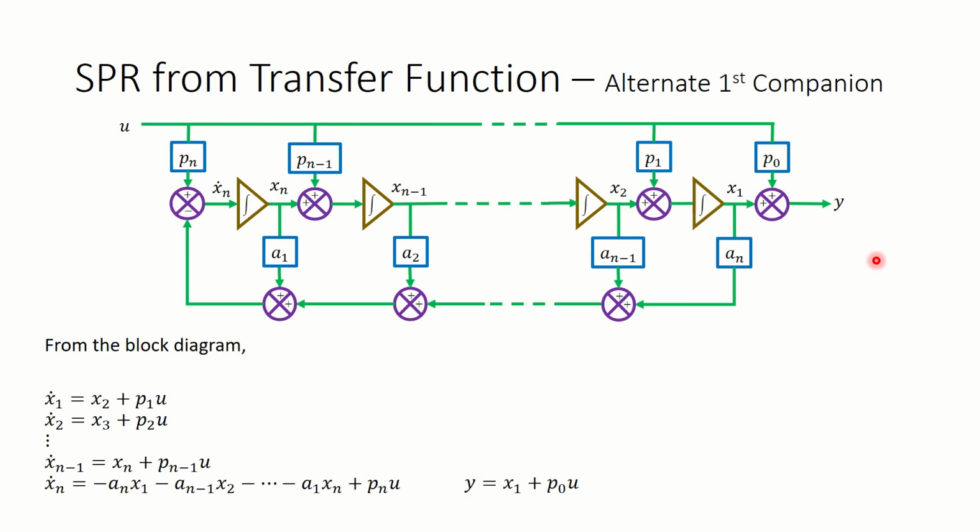Now we come to another representation of the same transfer function. This is also the first companion representation. However, this is a bit different, and here the block diagram we have changed. Since this is still phase variable, what will not change? The dynamics, the style of the first order ODEs will remain the same. However, you can see that there is some change here. I will discuss what is happening.